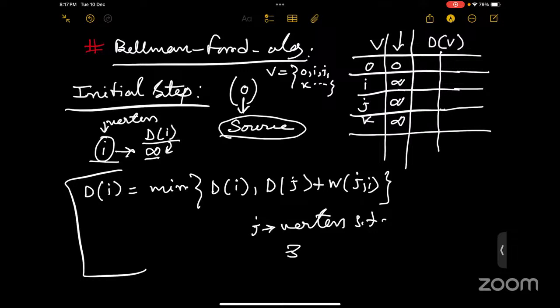Initially, we will just use this column. For the source, the distance is 0, and for other vertices, the distance is infinity initially. Then, as we move through our process, we will be updating the distance of all the vertices using this definition.